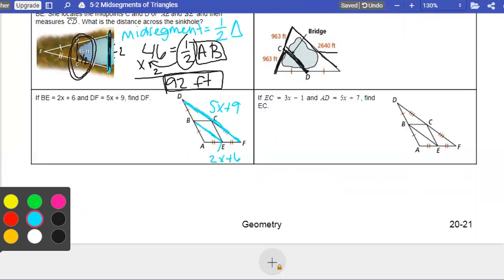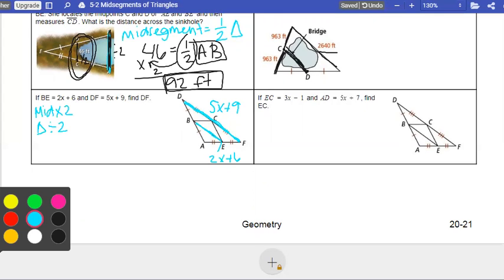So remember, I just said earlier, if you're given the mid-segment, you're going to multiply by 2. If you're given a piece of your triangle or you're given a side of your triangle, you divide by 2. So if you notice here, we're given both. So let's look at them. The mid-segment, we have 2x plus 6. We can multiply that by 2, it'll be pretty easy. The outer edge of our triangle, we're given 5x plus 9.